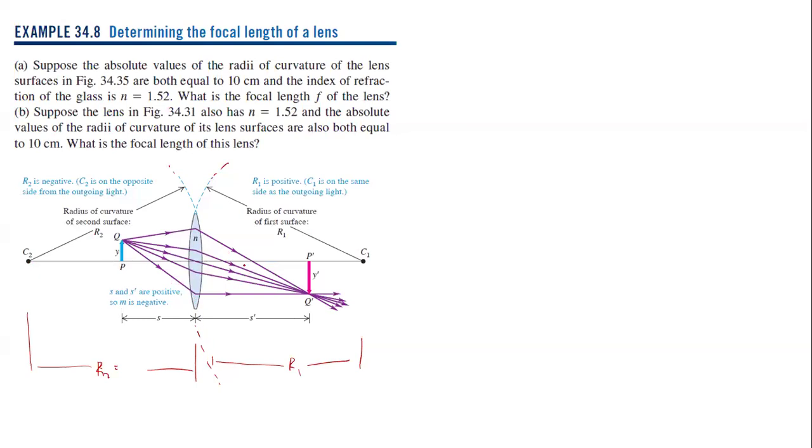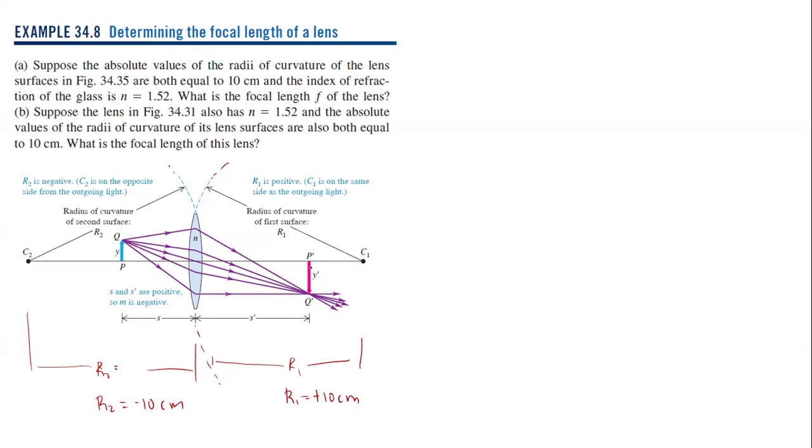This is the outgoing light. So the radius of curvature for C1 is positive. This one is positive. But here, R2 is negative because the center of the radius of curvature is on the opposite side of the outgoing light. So R2 is equal to negative 10 centimeters.